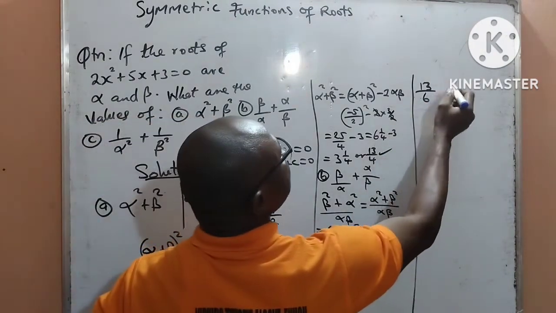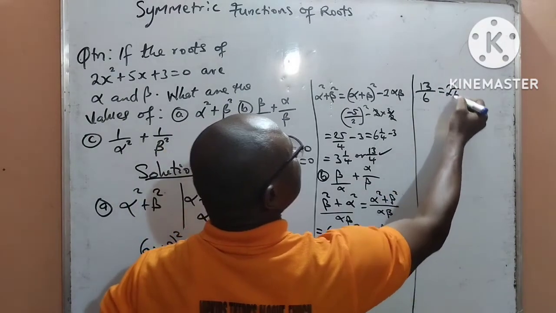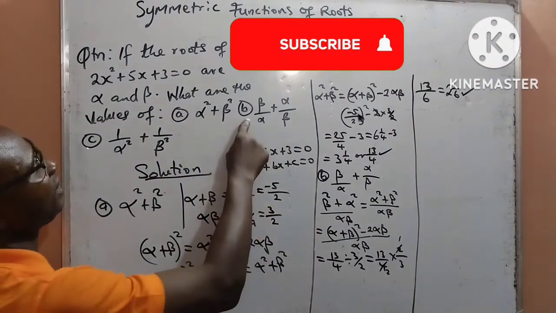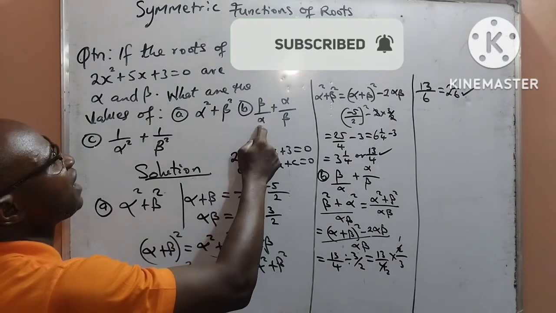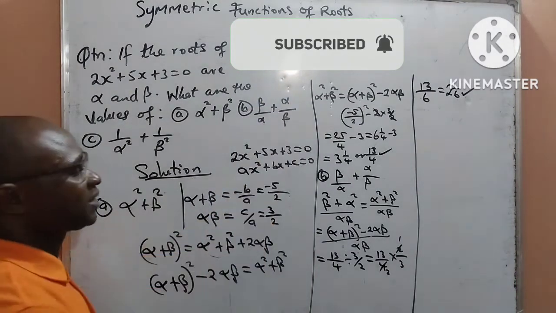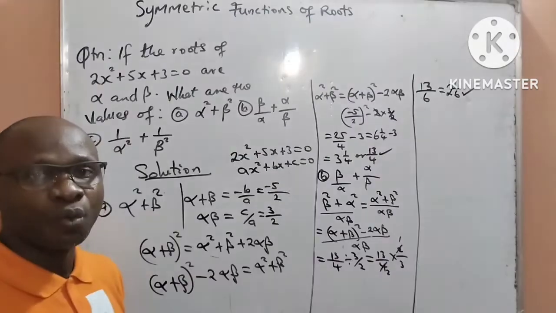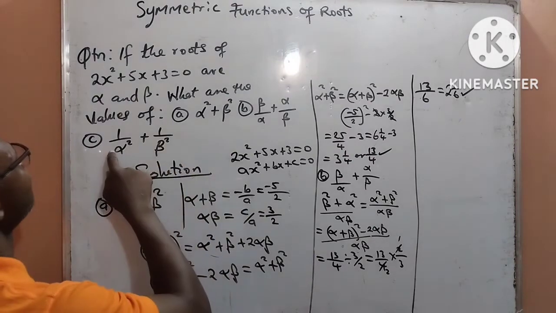And this can be written as a mixed fraction as 2 whole number 1 all over 6. So this is the result of question B that said that we should evaluate beta all over alpha plus alpha all over beta. And having done that, our answer is 2 whole number 1 over 6. Beautiful. Then let's go to question number C.